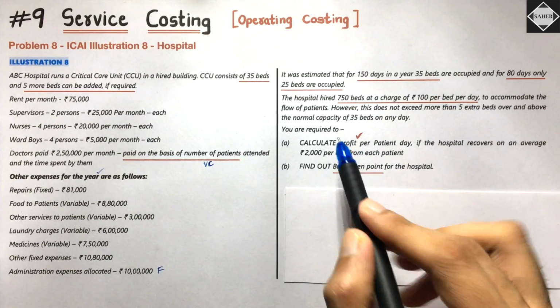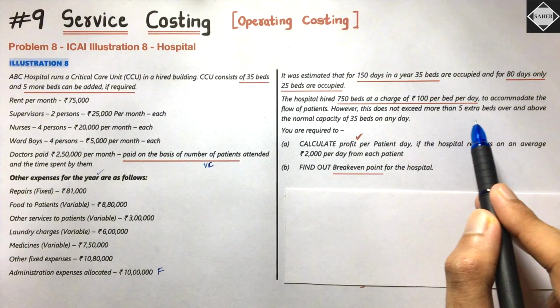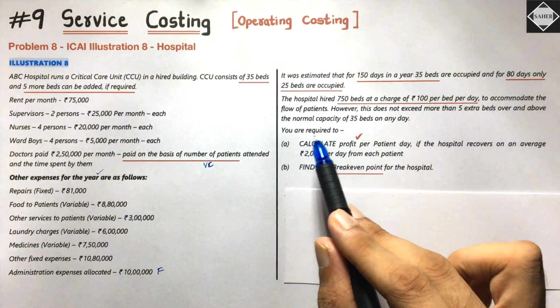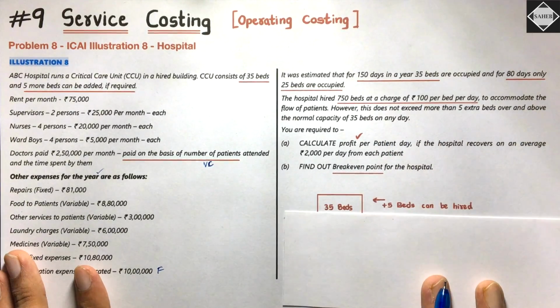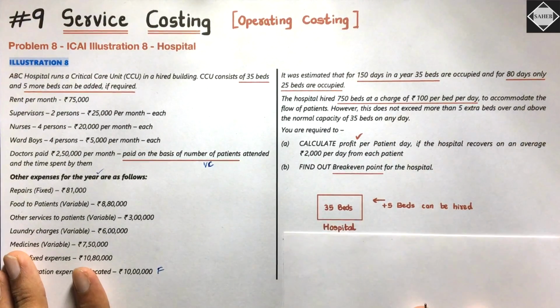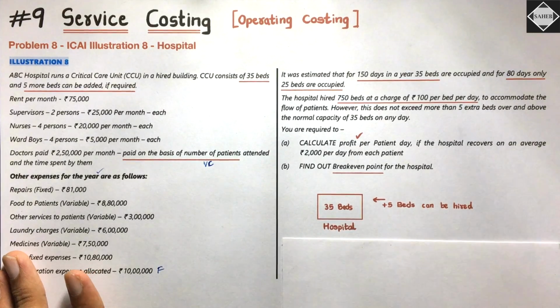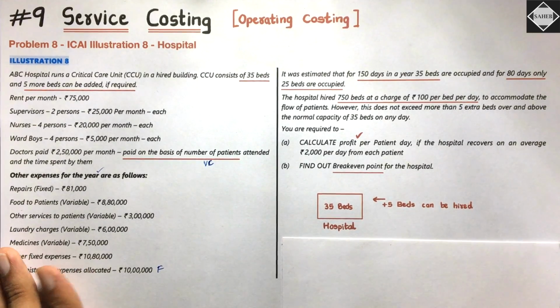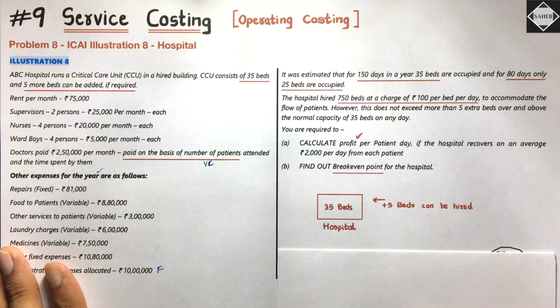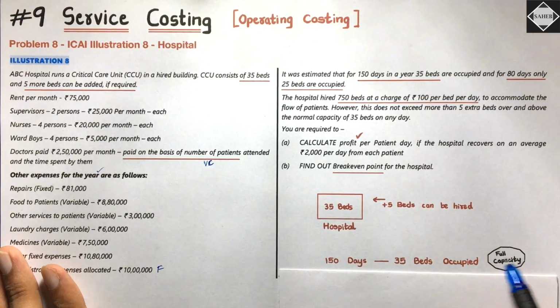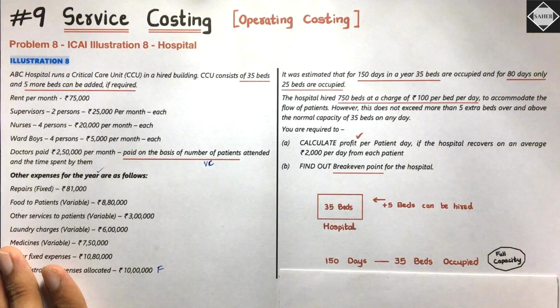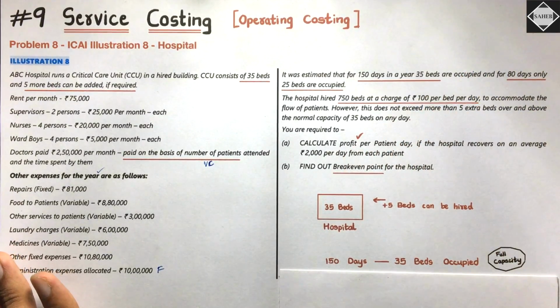Fine. See, here they have said, however, this does not exceed more than 5 extra beds over and above the normal capacity of 35 beds on any day. All right. Understand properly. 35 beds are there in our hospital. 5 extra beds can be hired whenever there is a need. And when there was a need, in 150 days. In 150 days, there was a need, no? 35 beds were completely occupied. So there was full capacity. There must have been need on these 150 days only to hire 5 extra beds on each day.